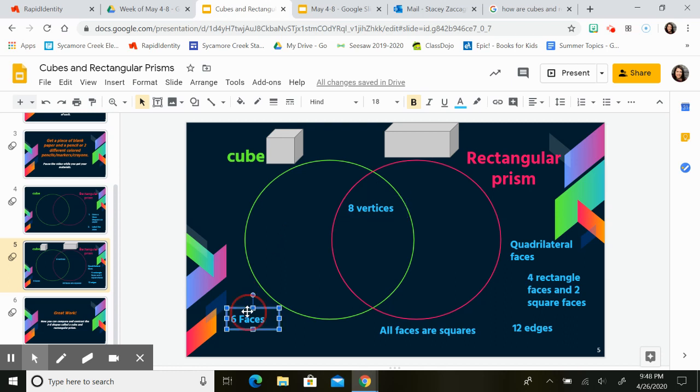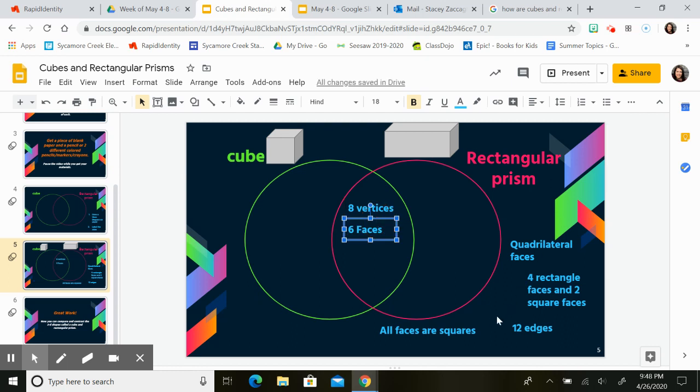All right, what about 6 faces? Remember, faces are these flat sides. And a cube, I know has 6 faces because it's like a number cube. It's a dice. And dice have 6 sides or 6 faces. A rectangular prism is just the same. It's just been stretched out. So again, 6 faces is going to go in the middle because that is talking about both.